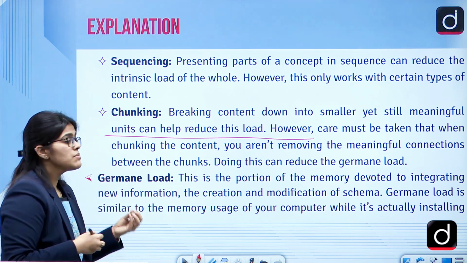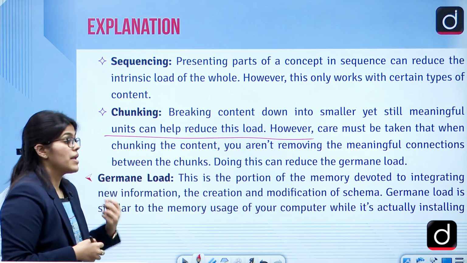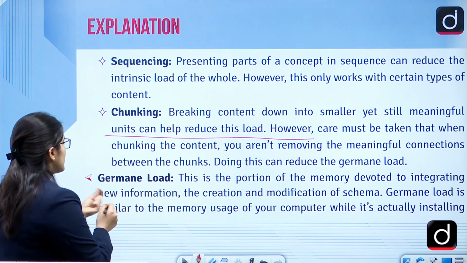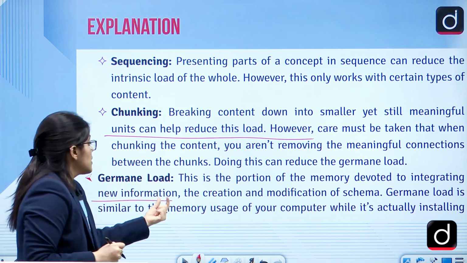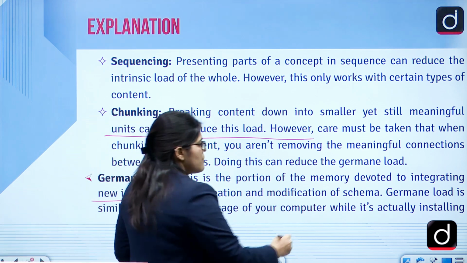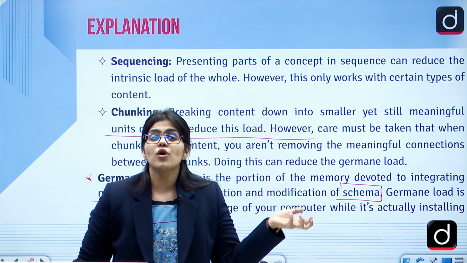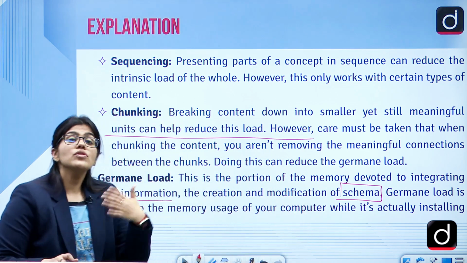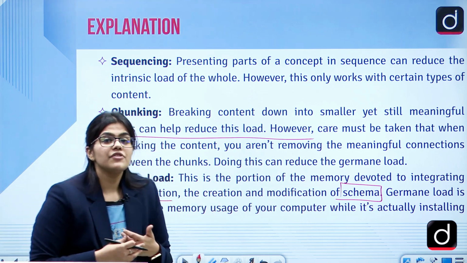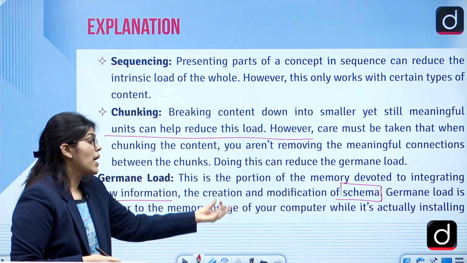By doing all these things, my Germane load can also be reduced. Now that comes the Germane load. So this portion of the memory is devoted to the integrating of the new information, the creation and the modification of the schemas. Now this is an important word. What is the schema? Schema is the new knowledge and the old knowledge that you are relating. So you try to learn all these knowledge when it is directly inside your brain, then it is referred to as schema. The Germane load is similar to the memory used by the computer.